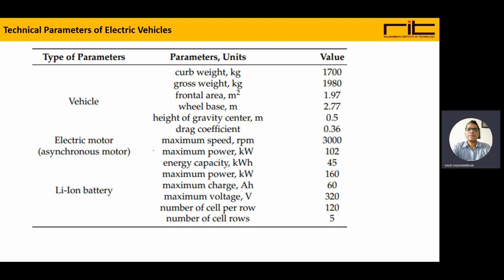Now in terms of electric motor parameters, it is the maximum speed in RPM, maximum power in kilowatts, energy capacity, maximum charge, maximum voltage, number of cells per row, and number of cell rows. How many rows are there, and in the rows how many cells are there? So these are the battery parameters.